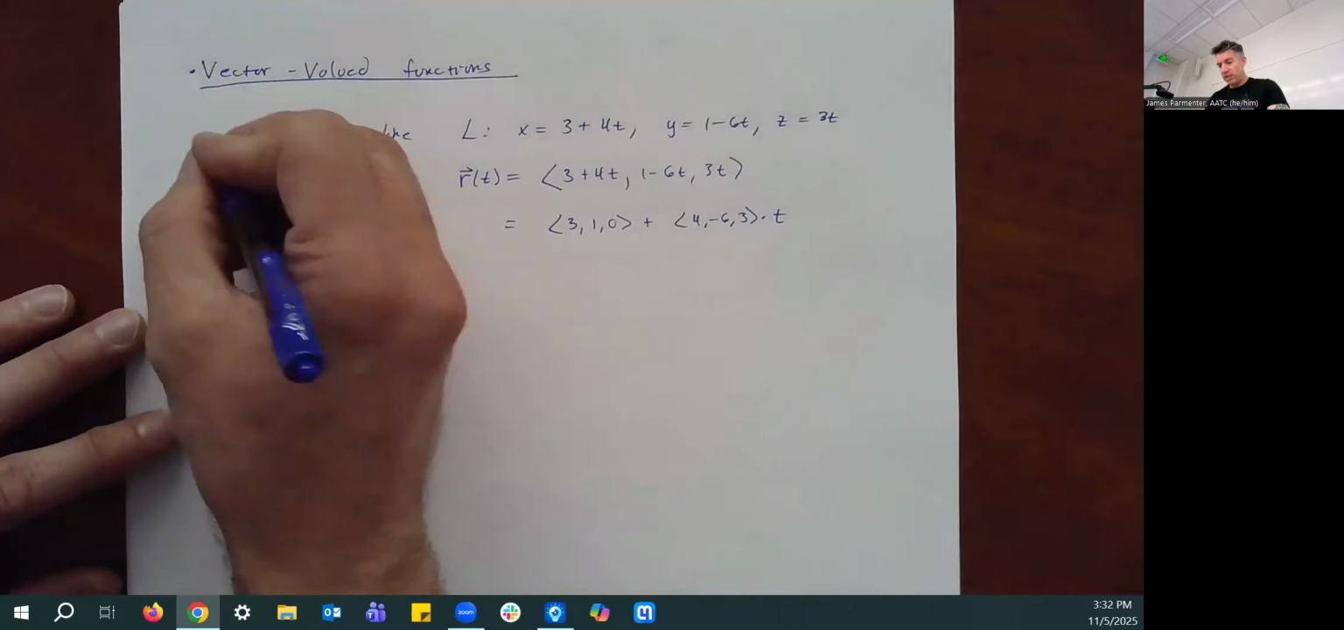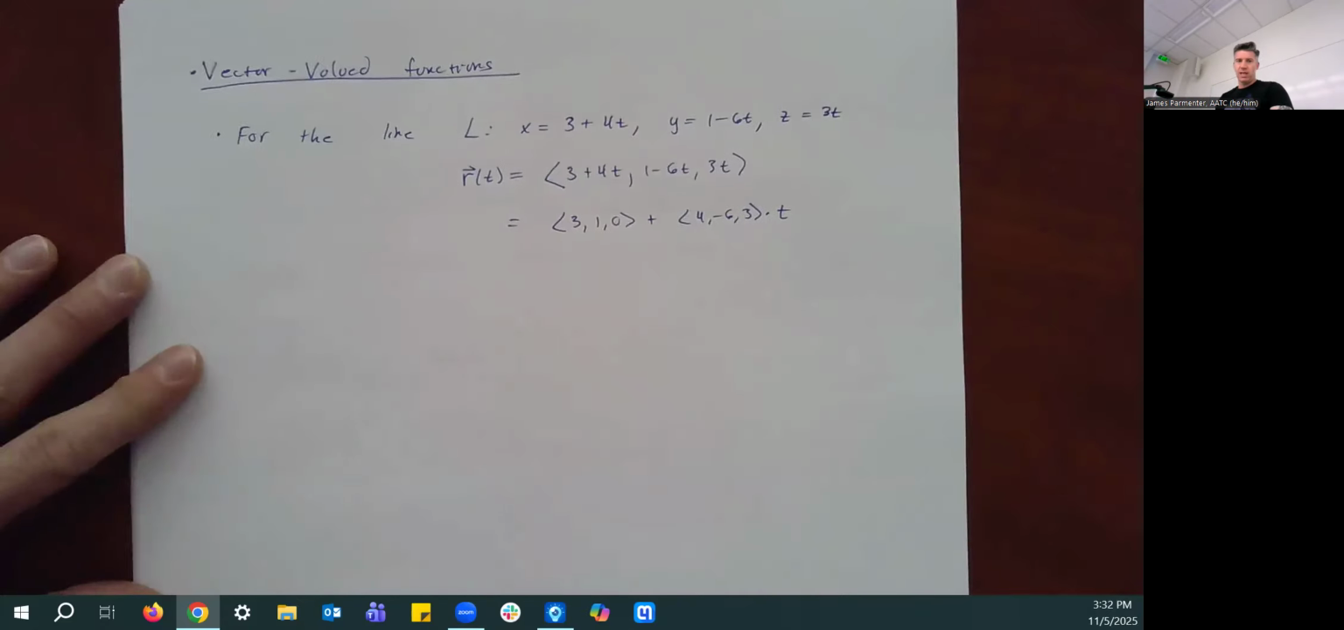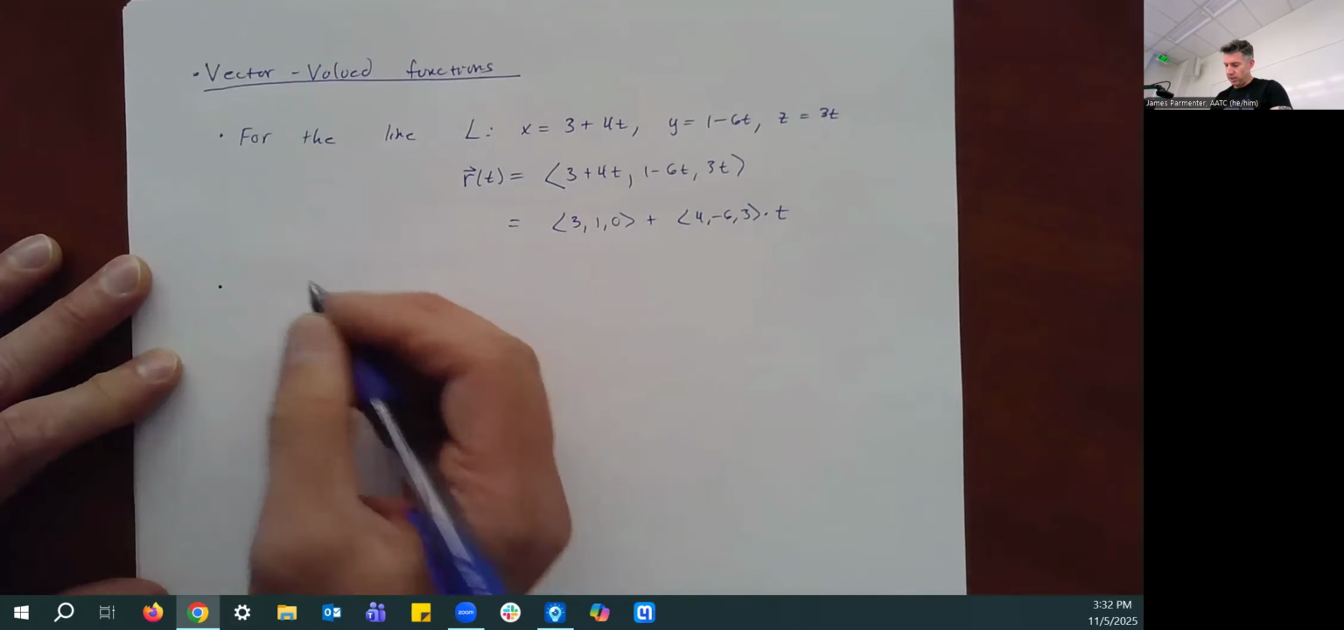Like this starts to require visualization of three-dimensional things, which can be challenging. I'll stop there. So let's do some examples and we'll talk about ways you can make this work for you. So let's look at this example.